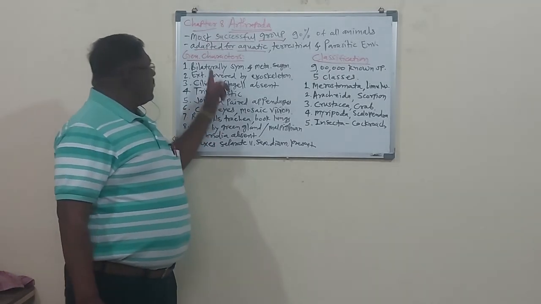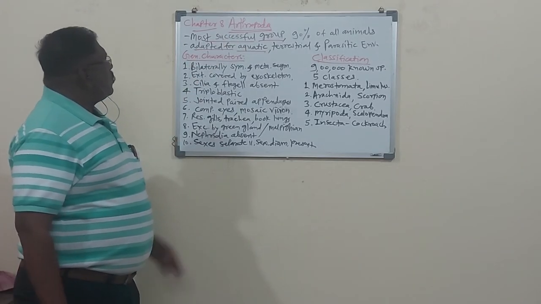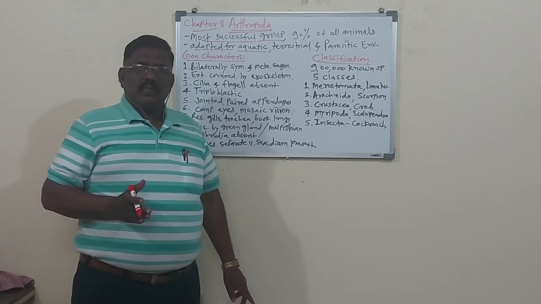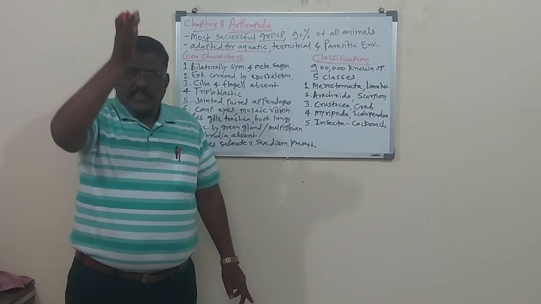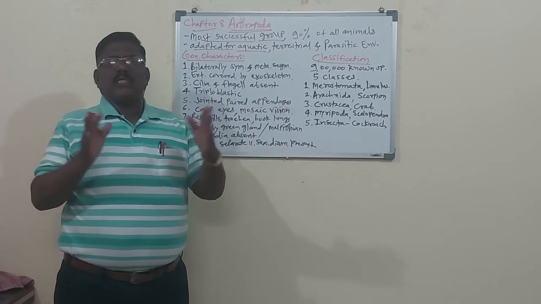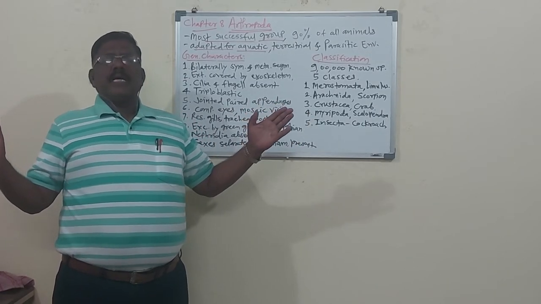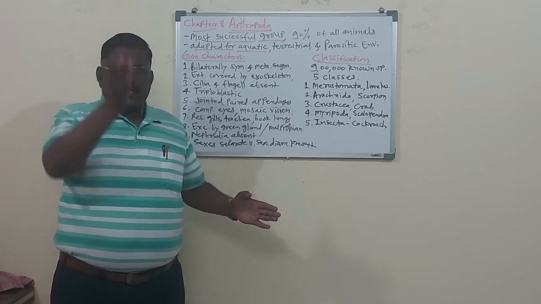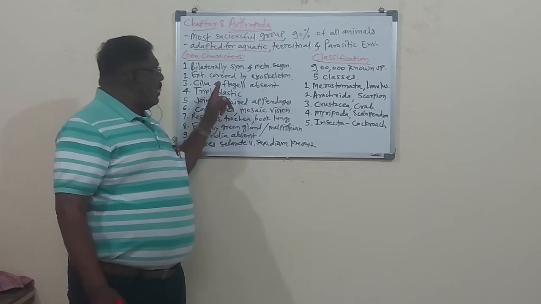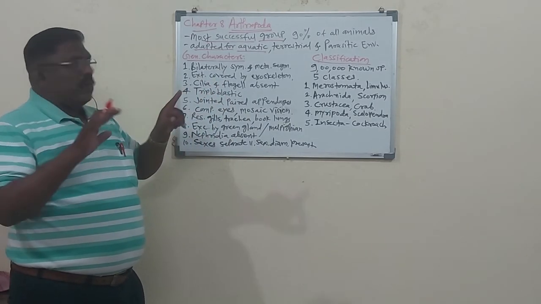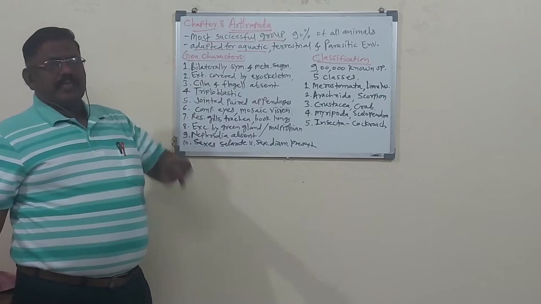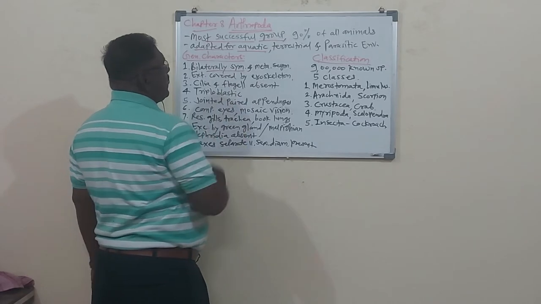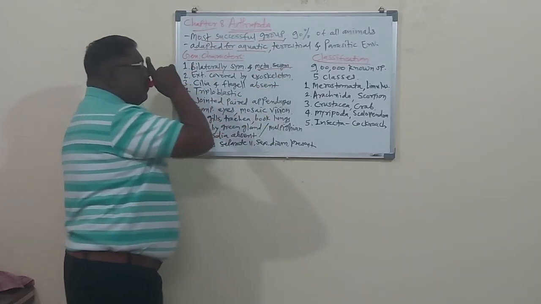So here the general characters of the Arthropoda phylum. Arthropod animals are bilaterally symmetrical. If we cut from the center, if we make a vertical cut of the animal, we get two equal parts, the mirror image, two parts exactly similar. So that is called bilaterally symmetrical. Animals belonging to the Arthropoda phylum show bilateral symmetry and are metamerically segmented animals.